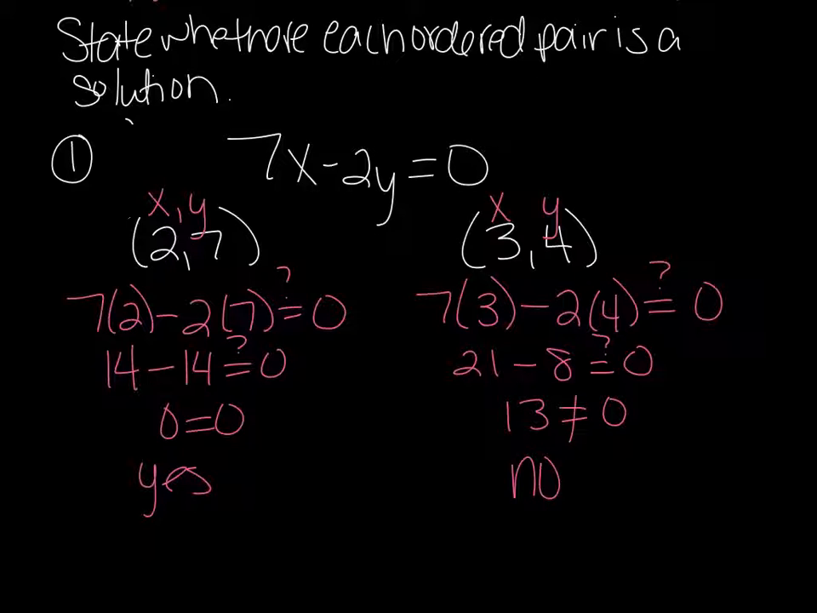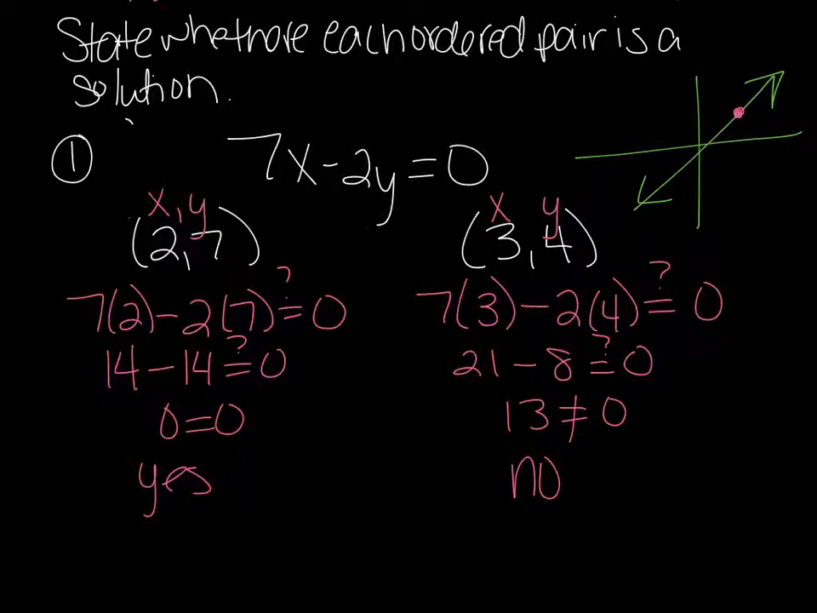Now on another side note, which is kind of important to know, what you're actually finding, 7x minus 2y equals 0, is an equation of a line. So if I somehow graph this line, and it looks like this, it probably wouldn't. What it means for these points to be a solution is that this point is on this line. It means that this line crosses through 2 comma 7. So if I plotted 2 comma 7, it should fall on the line.